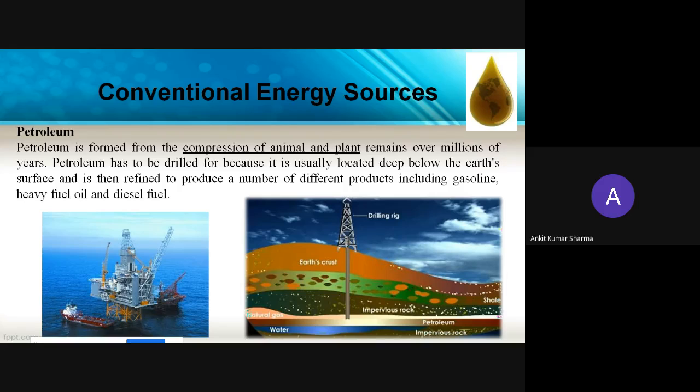So petroleum has to be drilled for because it is usually located deep below the Earth's surface or the Earth's crust, and is then refined to produce a number of different products, including gasoline, heavy fuel oil, and diesel fuel. So a refinery is used to refine the petroleum and produce a number of different products.